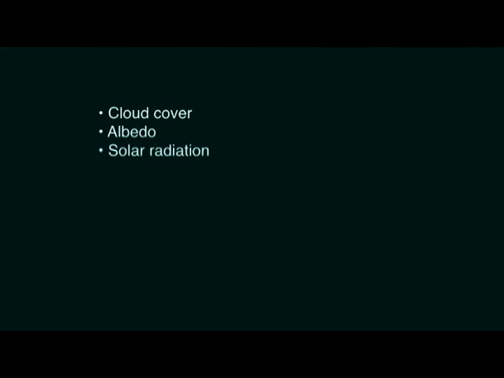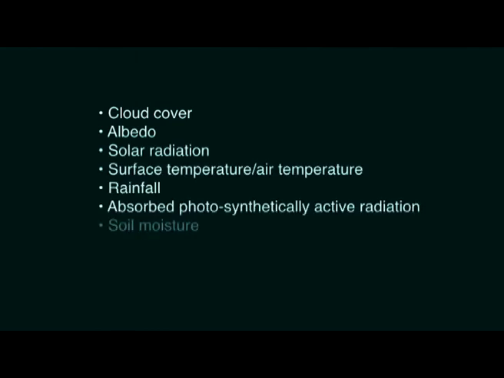Then the developments in satellite meteorology have enabled the retrieval of basic agrometeorology parameters like cloud cover, albedo, solar radiation, surface temperature, air temperature, rainfall, absorbed photosynthetically active radiation, soil moisture and evapotranspiration, etc., which contribute significantly to the understanding of agricultural production forecasting. So think about the parameters that we have listed now. All these parameters otherwise required field monitoring and field measurement, but now everything is possible by remote sensing. Especially meteorological satellites are providing data on a daily basis, or 12-hour basis or 6-hour basis.